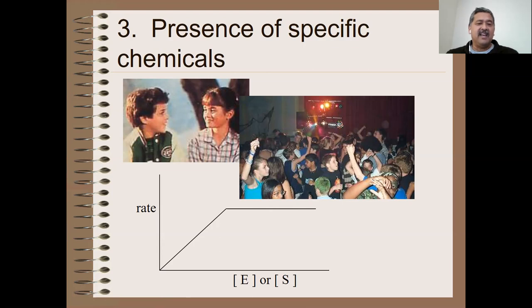And so this is a state where it's called a saturated state, where every enzyme, every chemical is already working. So if you were to add more of the other chemical, it wouldn't have an effect because all those chemicals are already at work.